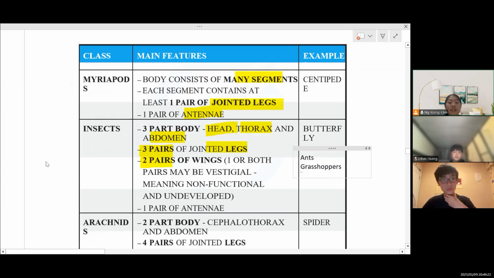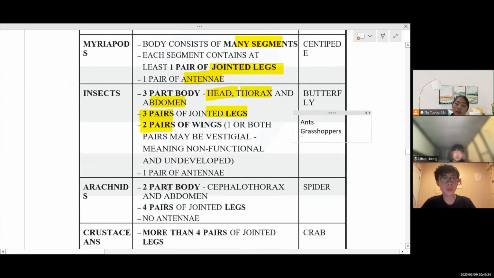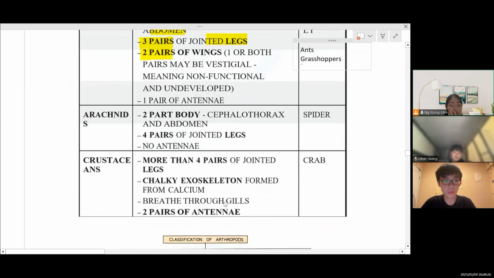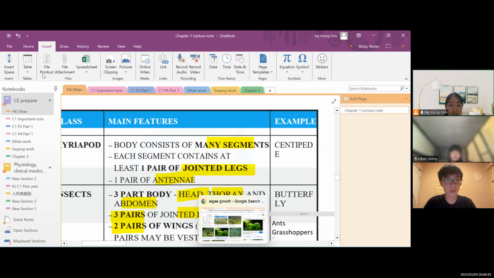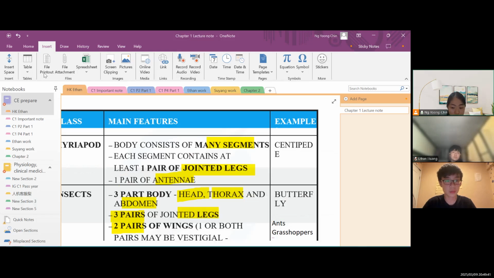Then how about the arachnid? Arachnid refers to the spider, you know. So arachnids are divided into 2 parts of the body. One is the cephalothorax. Cephalothorax refers to the head being connected with the neck. This one, maybe I can show you. Cephalothorax. Cephalo. Spider. Cephalothorax.